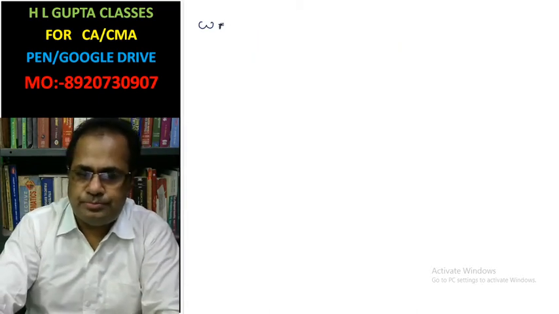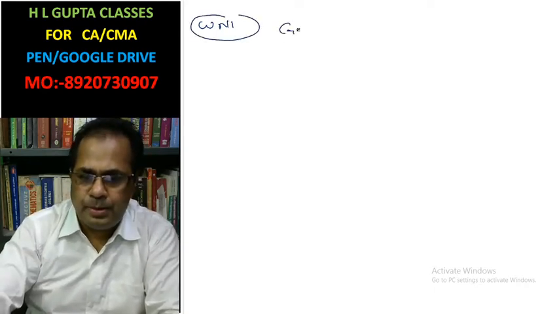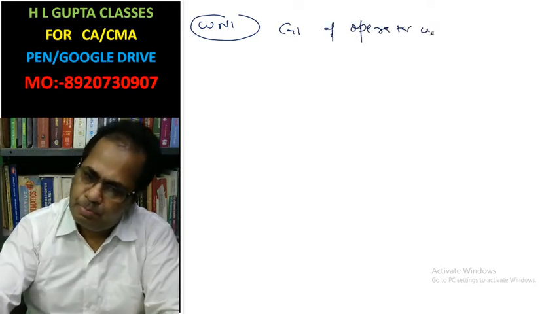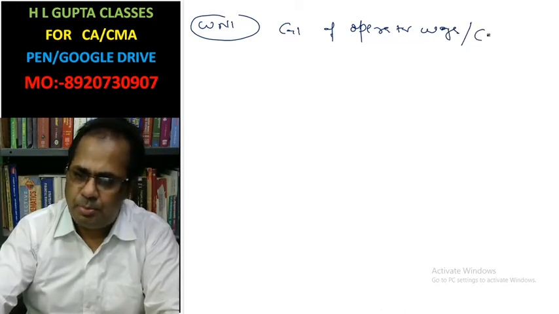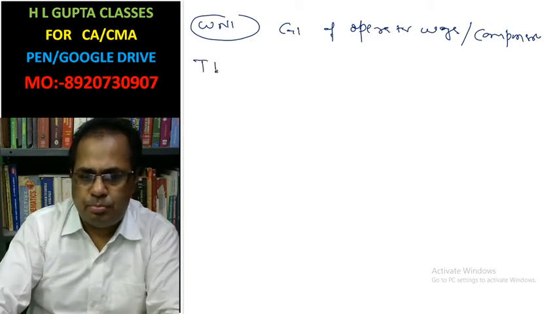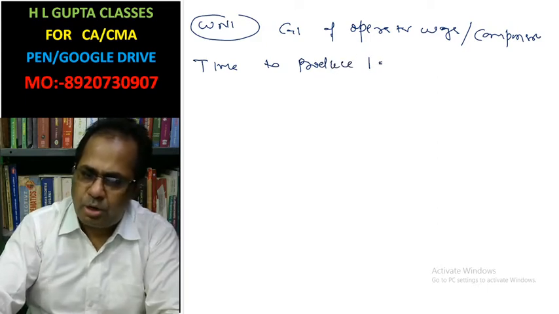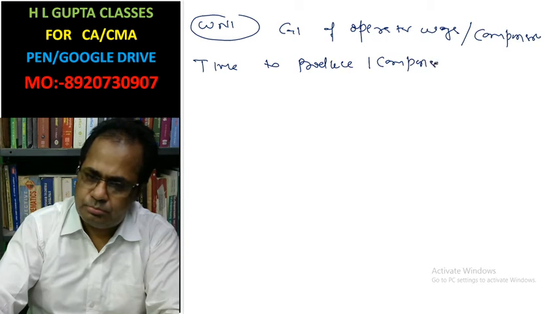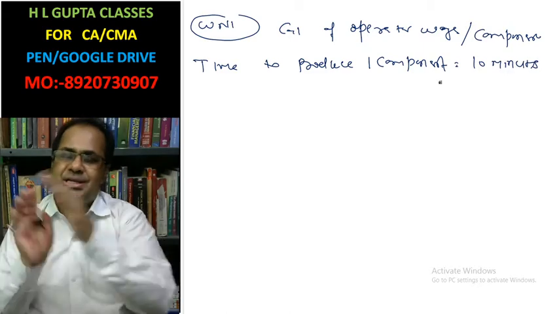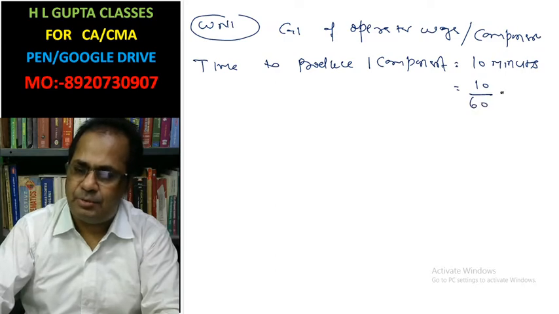Working note one: calculation of operator wages per component. Time to produce one component is 10 minutes. Because the wages rate is given in hours, you have to change it into hours: 10 by 60 hours.